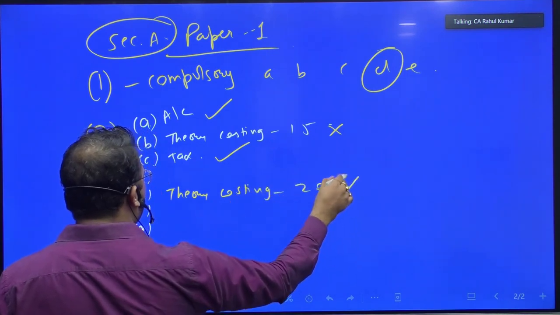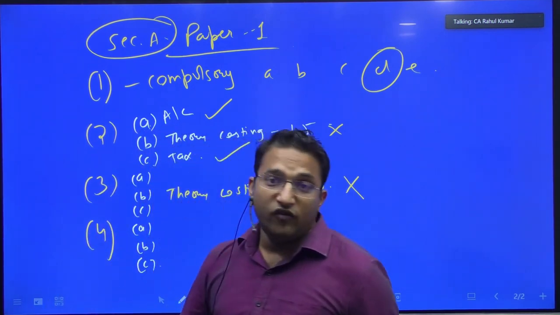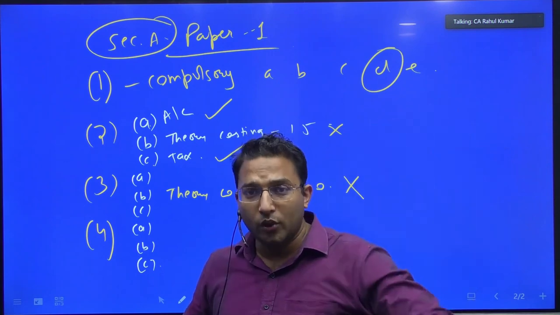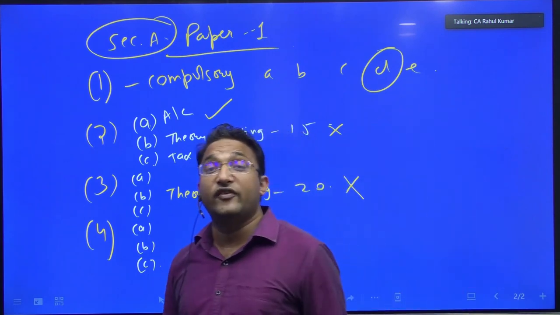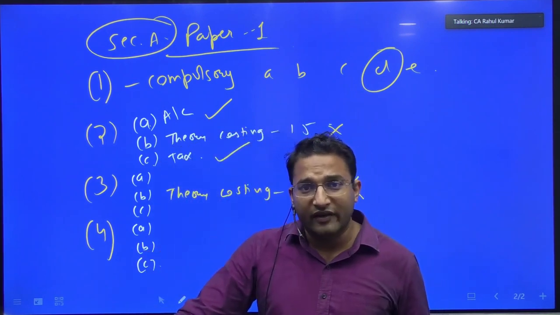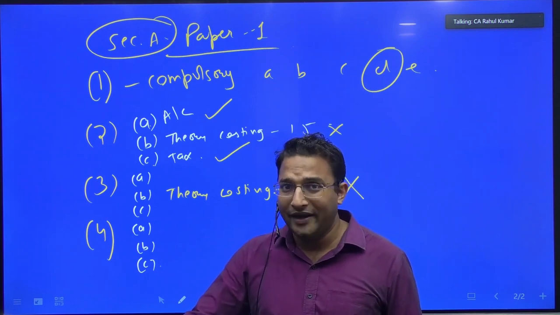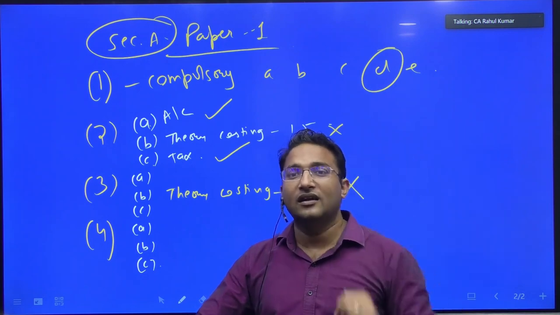Now suppose you also don't know this, then you might have to ignore question number 3. If you don't know a single question, then you might have to forego a particular full question, which will be very difficult for you to manage. You should not do this, because otherwise it will be very difficult for you to complete the paper of 250 marks. You might have to ignore the entire question, or the particular option.